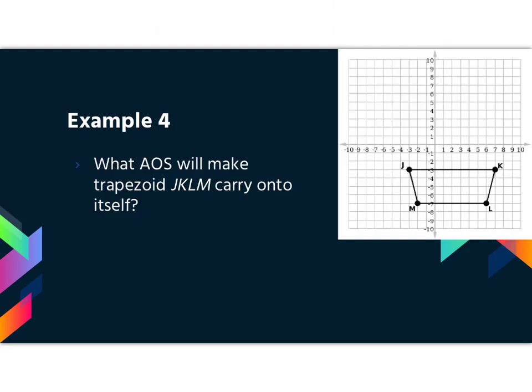Our final example is getting a trapezoid, JKLM, to carry onto itself. So we have to find out the axis of symmetry, or the axes of symmetry, that will do that for us. Looking at the figure, I can tell that a vertical line is going to have to be the axis of symmetry that we need because that'll make it fold onto itself. So if you think about mapping a figure onto itself, you could just think about having a piece of paper of the figure and then finding out how to crease it so that it perfectly matches onto itself.